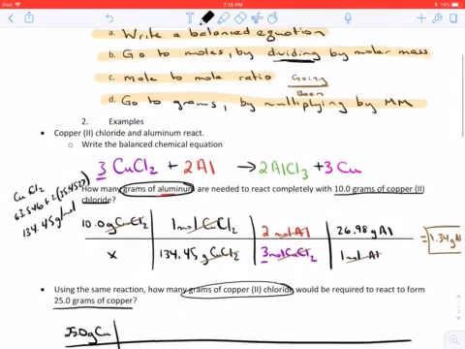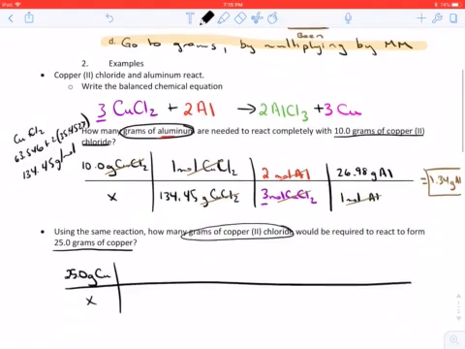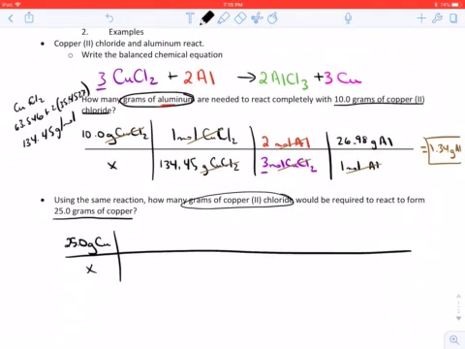Now, our second step, we've got our balanced chemical equation, says go to moles by dividing by the molar mass. So in this case, we're going to divide by the molar mass of Cu. So that would be 63.546. And that's just the mass of Cu on the periodic table. We're going to put 1 mole of Cu on top. This way, grams of Cu cancels out.